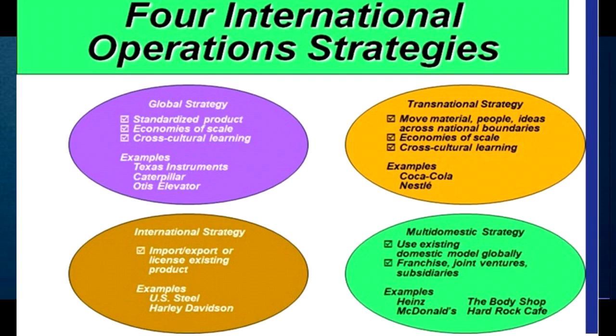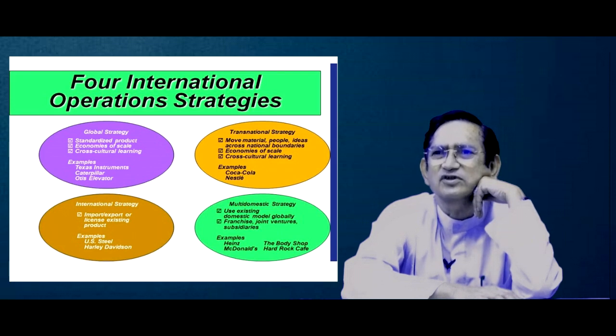International strategy: import-export or license existing product. Example, US Steel, Harley Davidson, Tata Motors, etc. Multi-domestic strategy: use existing domestic model globally. Franchise, joint venture, subsidiaries. Example, Heinz, McDonald's, Hard Rock Cafe, Cafe Coffee Day, etc.